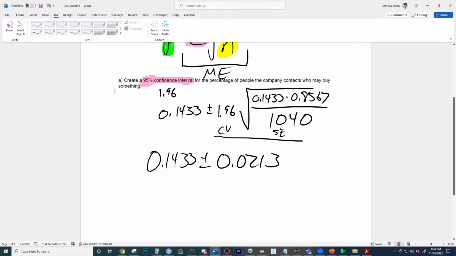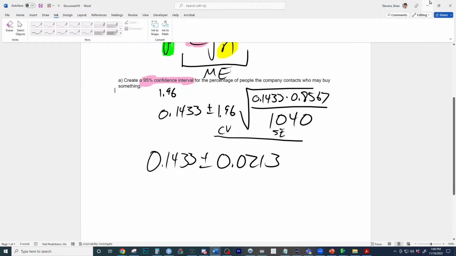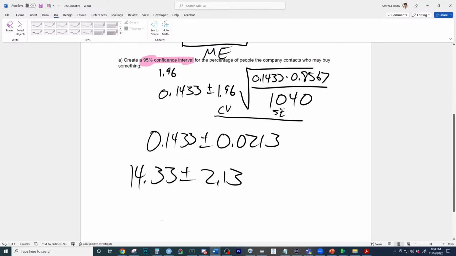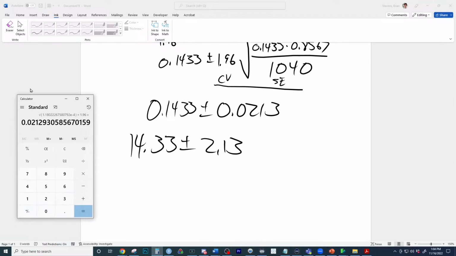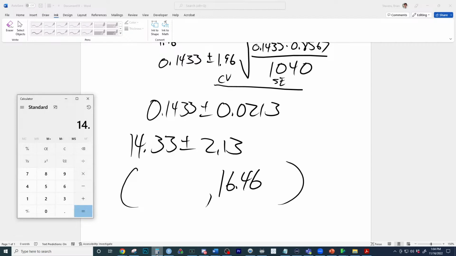And there's the confidence interval right there, or there's the values. It wants it as a percent, so let's times it by 100. And then we're going to add and subtract the values right here. That's 16.46. And then the lower value is going to be 14.33 minus 12.20.